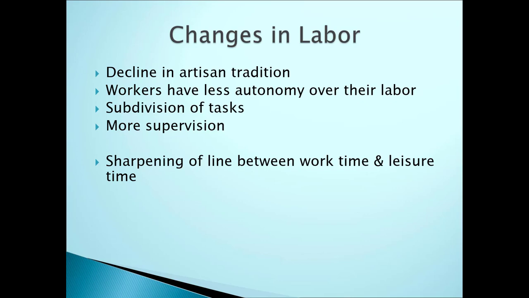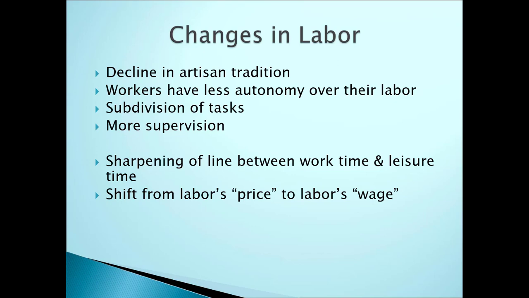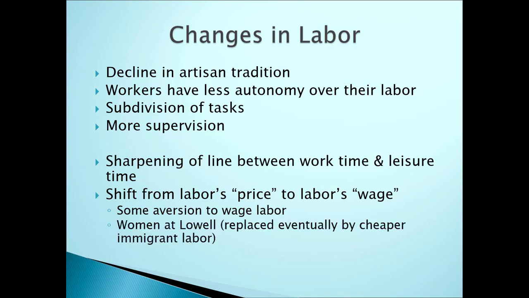And there begins to be a sharpening of a line between work time and leisure time. And a shift from the price of labor to labor's wage. Some said, I don't want to work for money. You know, aversion to wage labor. I think we have that in today's economy too. Women at the Lowell factory were replaced eventually by cheaper immigrant labor. And that's always been the problem. When your boss can find a cheaper way to do something, he's going to do it, and it usually involves employees. The company's losing money, the first thing it does is start laying people off.